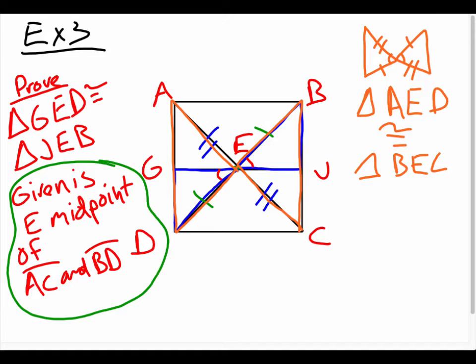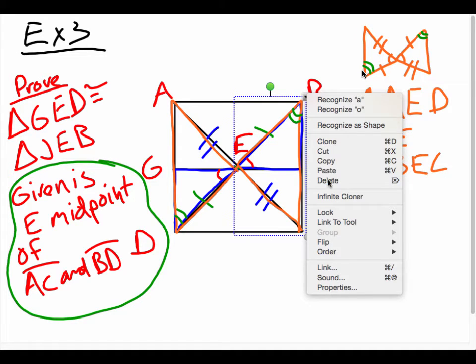Now, how does that help me proving the two little triangles? Well, if they're congruent triangles, then corresponding parts of congruent triangles are congruent, right? So that means those two angles are congruent. Or in other words, this is congruent to this. Correct? All right. So now I'm going to get rid of some of this orange because I got a lot of stuff up here. Let me delete that.